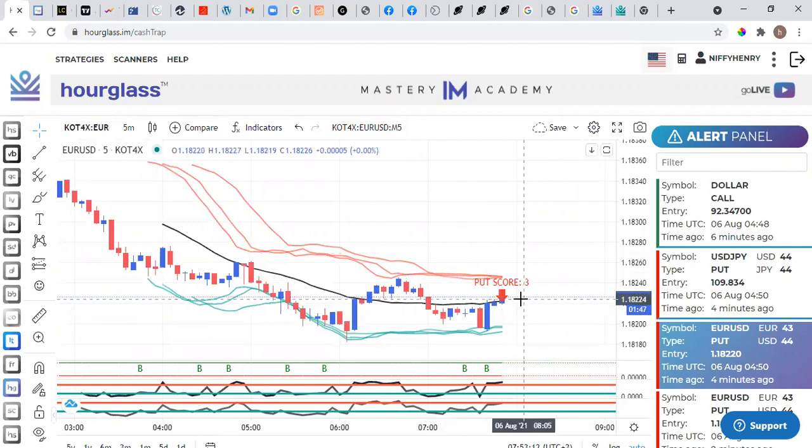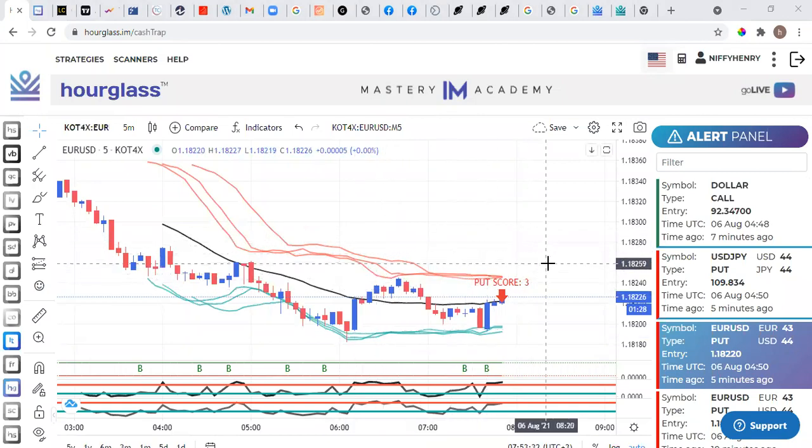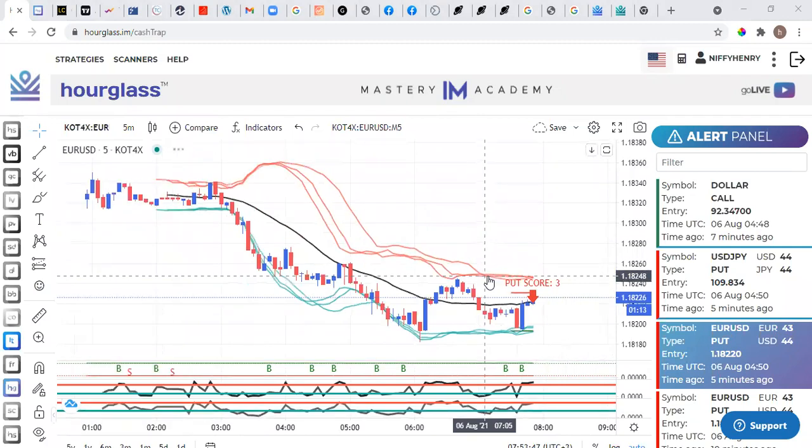Okay, so look at this one now. This one is giving me 3 points. I'm just explaining. I can check any pair now. So this Euro USD is a downtrend, and according to Cash Trap, USD is just a little bit stronger than Euro. So it's supposed to be going down. So you're looking for a put, you're looking for sales in this market.